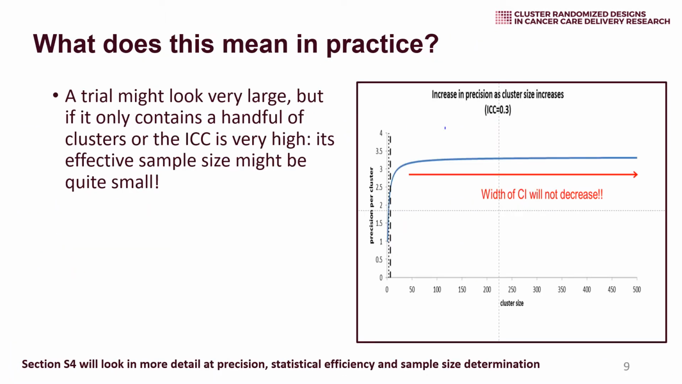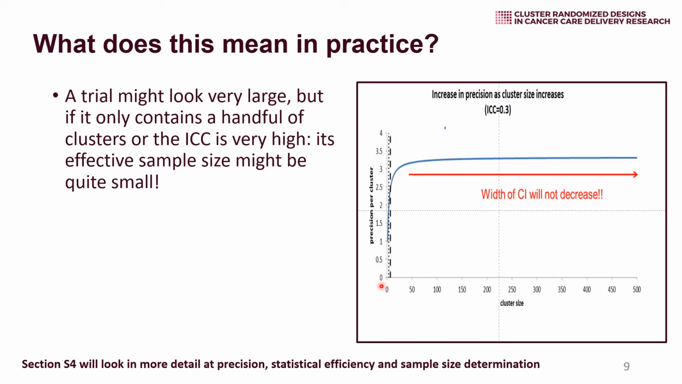So what does this mean in practice? In practice, it might mean that a trial might look very large, but if it only contains a handful of clusters, or if the ICC is very high, then its effective sample size might be quite small. On this graph on the right-hand side, we've got cluster size on our x-axis, going from 0 to 500. And we've got what we call the precision per cluster.